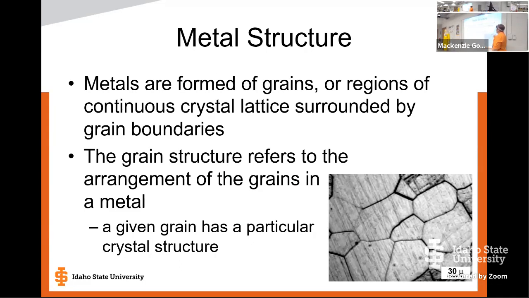metals are formed of grains or regions of continuous crystal lattice surrounded by our grain boundary. So this is an extremely powerful microscope that took a picture of the atomic structure of a metal. So these regions here, there's a picture in the Dewey Handbook also. I think the picture in the Dewey Handbook kind of sucks. I think this one's better. So this is continuous metal crystal lattice structure. This is the boundary where those pieces of lattice fit together. So we have our grain and our grain boundary.